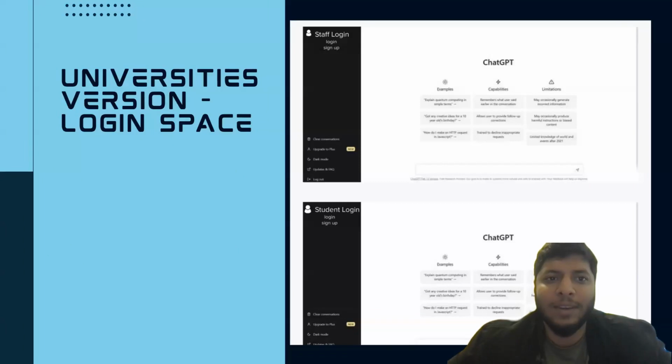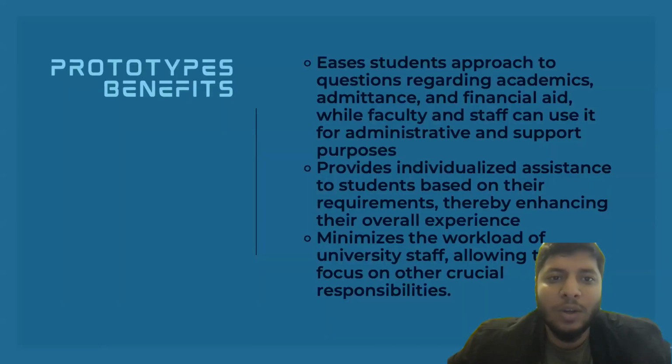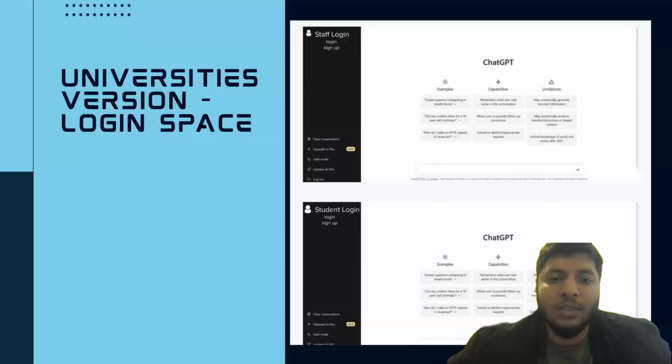Thank you, Jaydeep. And I will go to the university version of ChatGPT. In the university version of ChatGPT, we have added a few features like staff login and student login, and it also eases students' approach to questions regarding academics, admittance, and financial aid, while faculty and staff can use it for administrative and supportive purposes, and it provides individualized assistance to students based on their requirements, thereby enhancing their overall experience, and also minimizes the workload of university staff, allowing them to focus on their crucial responsibilities.